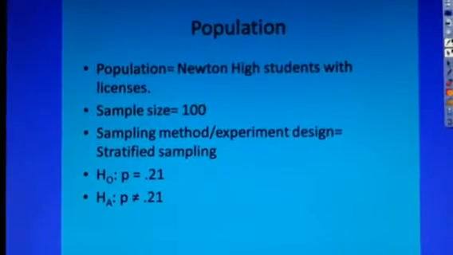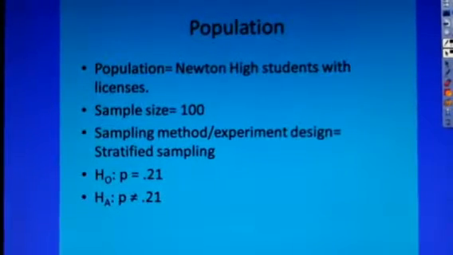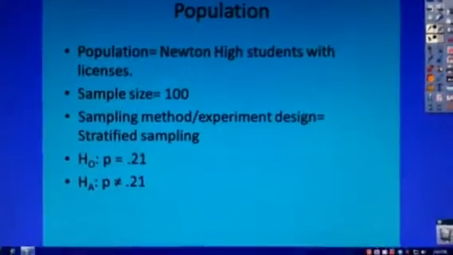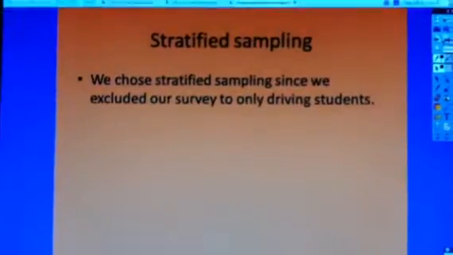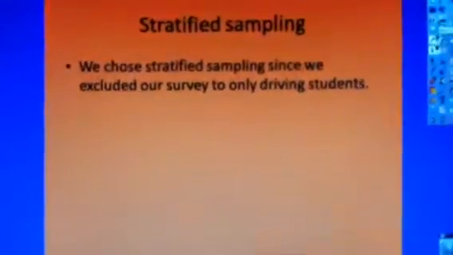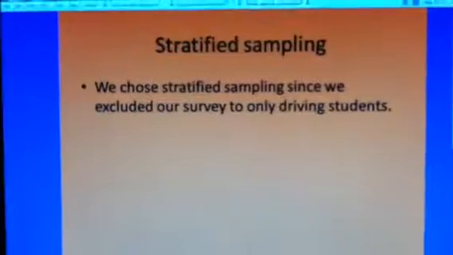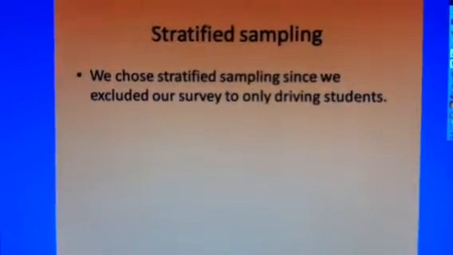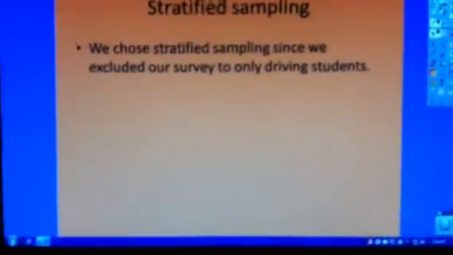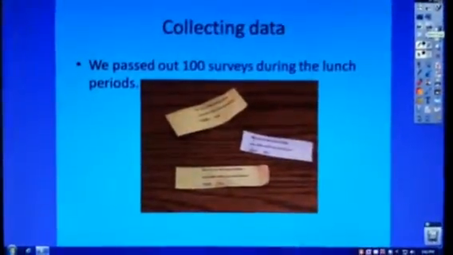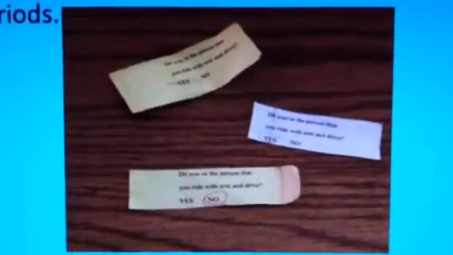Our null hypothesis was that the proportion is equal to 0.21, and the alternative is that the proportion is not equal to 0.21. Stratified sampling, we chose that for our method because we excluded people that don't drive from our survey. We passed out 100 surveys during the lunch periods, and this is a picture of the surveys.